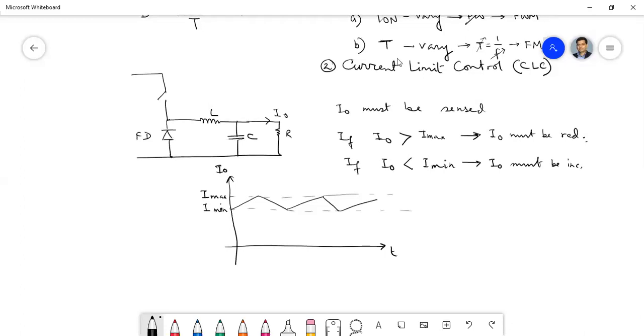Okay, so if you don't have any query, I will stop the share and then I will stop the recording.